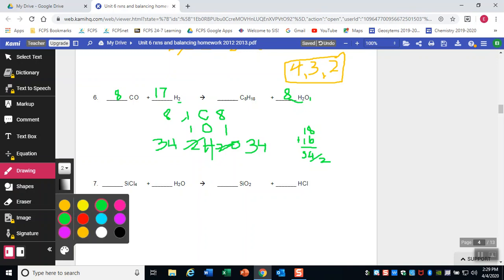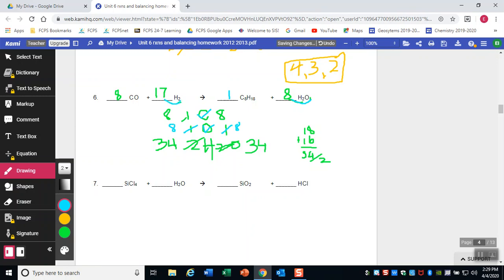So now I'll do my check. Let's make sure they're equal. It's balanced. 8 carbons and 8 carbons, right? So this will be a 1. So check. And then I've got 8 oxygens and I've got 8 oxygens. So check on the oxygens. I didn't change my numbers, but I've got 8 oxygens and 8 oxygens. And then now 17 times 2 is 34, and 18 plus 16 is 34. So 34 and 34, so that is correct.